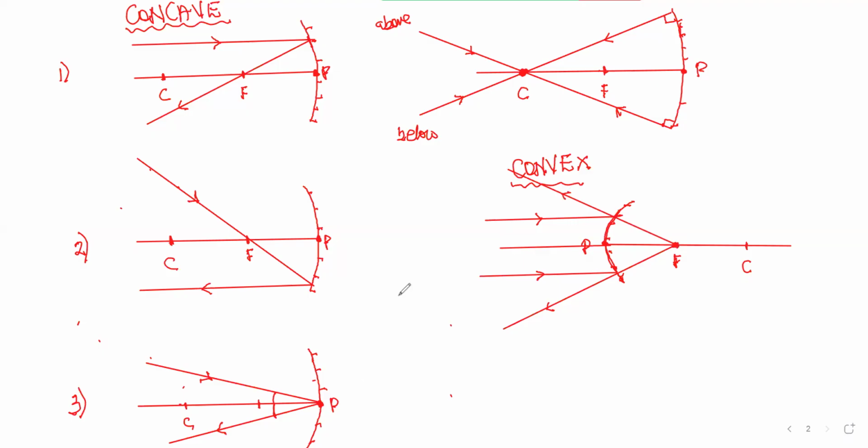This is how the first rule works out for convex. Then the second rule is the reverse form of the first one.